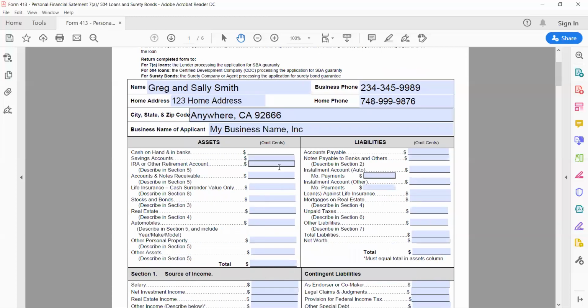Okay, in the asset column, this is my cash on hand in banks. So this is going to be checking accounts. And because it's joint here, even if we held individual accounts, we would add these together. So maybe I have $8,500 total in cash held in checking accounts. Savings accounts would include CDs and money market. IRA or other retirement accounts, 401k. So in this instance, my spouse has a 401k at the company that she works for. Maybe it's worth $25,000.